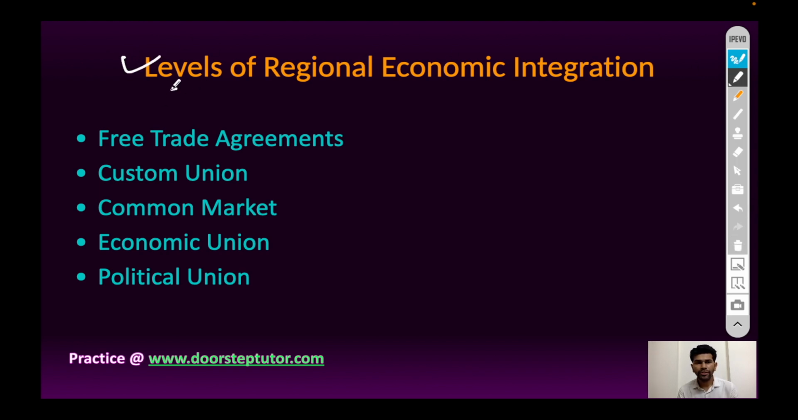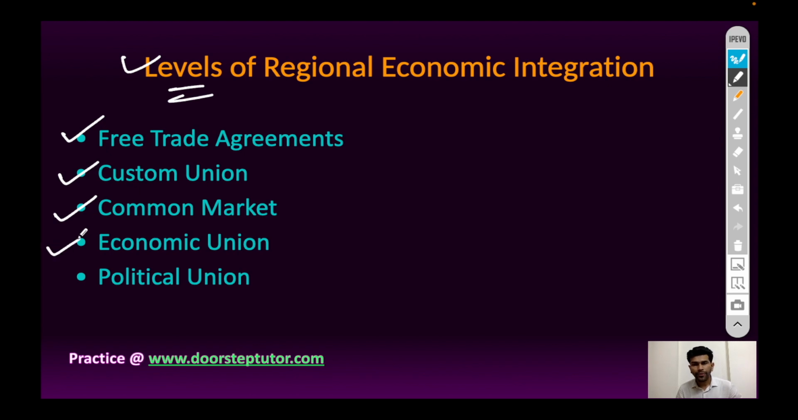So, till now, we have discussed the levels of regional economic integration. The first level is free trade agreement. It is an elimination of tariff and non-tariff barriers among member countries and different trading policy for non-member countries. In customs union, there is elimination of tariff barriers as well as non-tariff barriers among member countries and common trading policy for non-member countries. But common market also includes free movement of services and other factors of production.